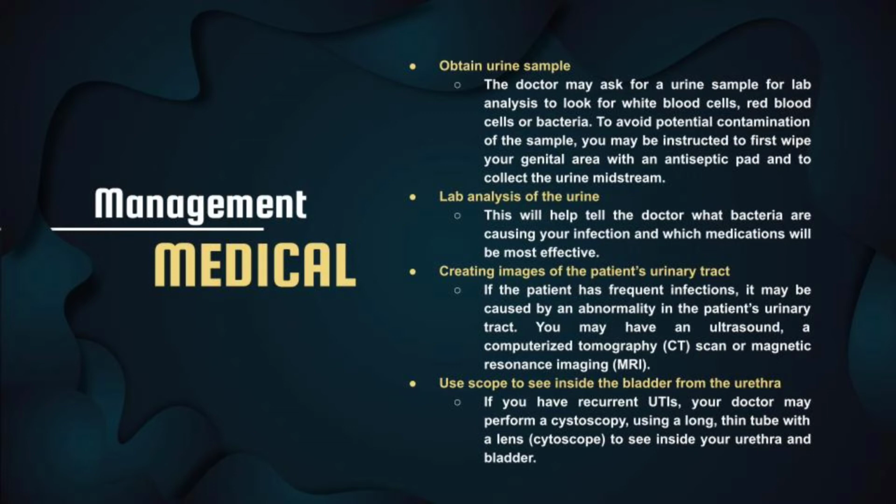Fourth is to use scope to see inside the bladder from the urethra. So if you have recurrent UTIs, your doctor may perform a cystoscopy using a long, thin tube with a lens, also called cystoscope, to see inside your urethra and bladder.